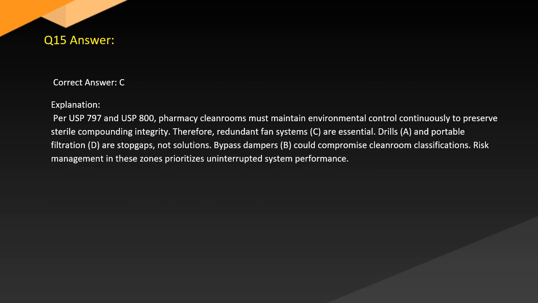Answer. Correct answer: C. Explanation. Per USP 797 and USP 800, pharmacy cleanrooms must maintain environmental control continuously to preserve sterile compounding integrity. Therefore, redundant fan systems (C) are essential. Drills (A) and portable filtration (D) are stopgaps, not solutions. Bypass dampers (B) could compromise cleanroom classifications. Risk management in these zones prioritizes uninterrupted system performance.